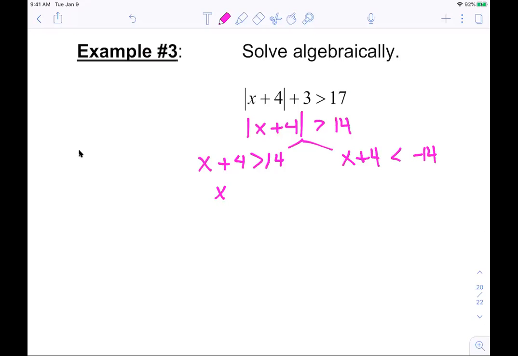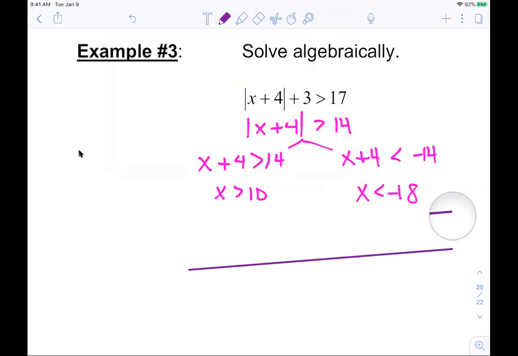So then I can solve this little problem here, subtracting 4, subtracting 4. So x is greater than 10, x is less than negative 18. I'm going to put this on a graph so that you can kind of understand what it looks like, because sometimes having a visual helps us then write this as interval notation. So x is greater than 10 and x is less than negative 18.